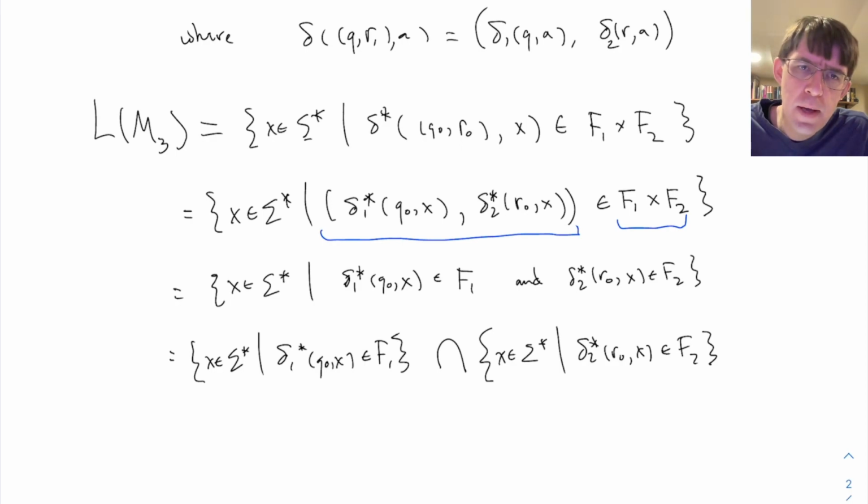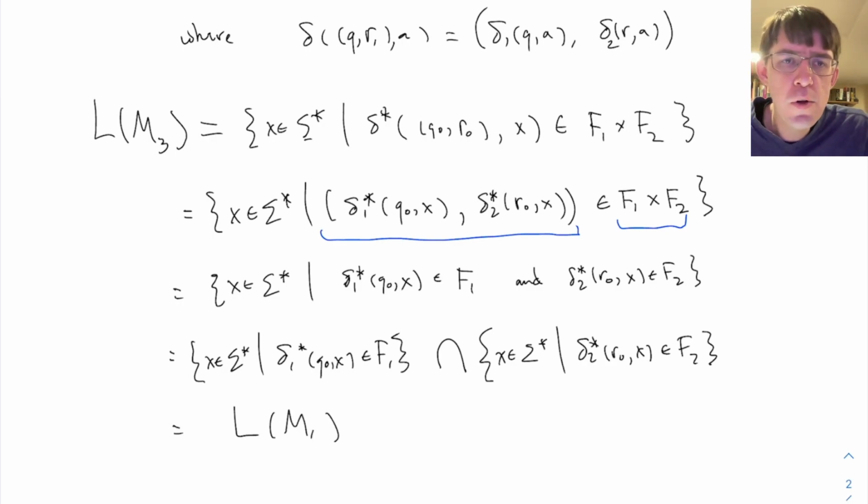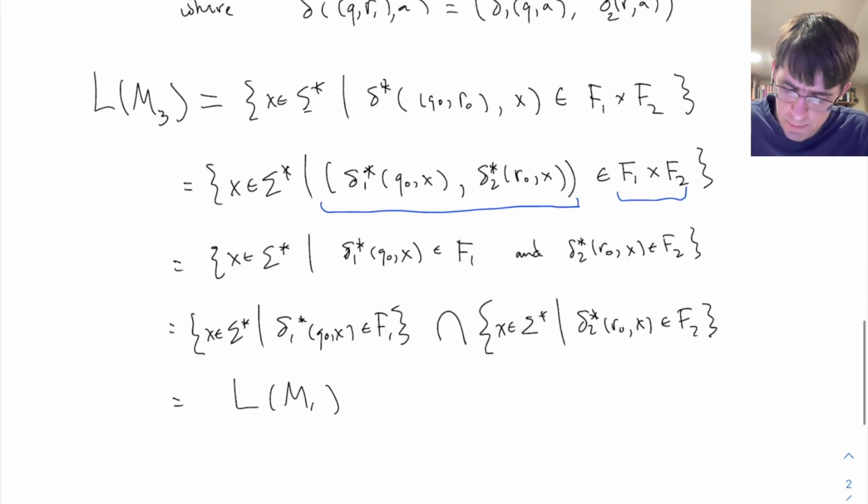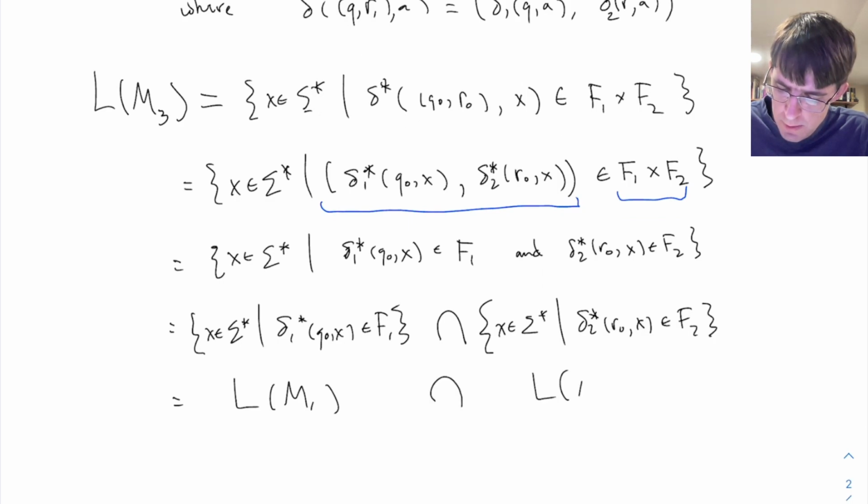And what about L of M1 intersect L of M2? If you think about all of that business, it says all the strings such that delta 1 star, if you start at q0 and you do the transitions from the first machine, it is accepting on the first machine. Actually, if you read the definitions carefully, this is L of M1. It's all the strings which are accepted on M1. And then what's the other one? It's L of M2. This is L of M1 intersect L of M2. And that's the end.